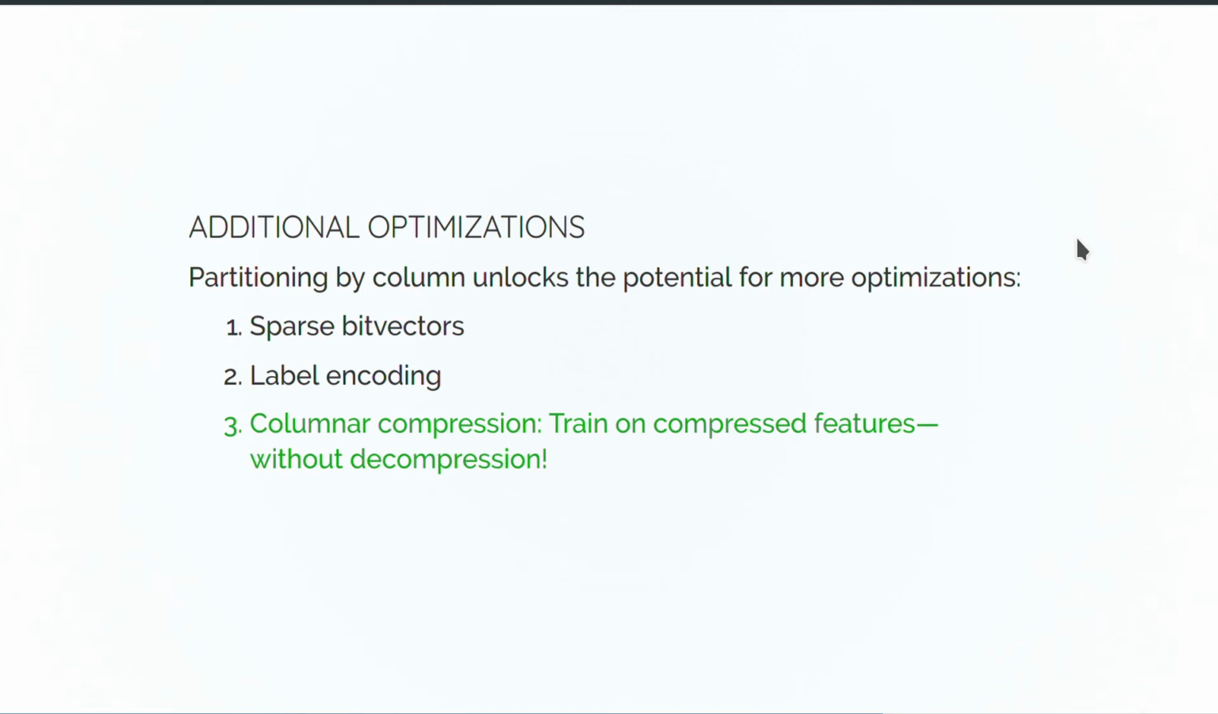Some other additional optimizations we do is sparse bit vectors. Because the bit vectors are 0s and 1s, and if your data set's balanced, you would expect that to be roughly a half. You have 50% sparsity, and so compressed run length encoding can help you pretty far. We can also encode the labels. And finally, we can compress the feature columns. So we can apply schemes such as delta encoding or run length encoding on the features themselves.